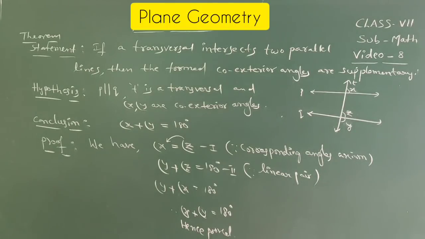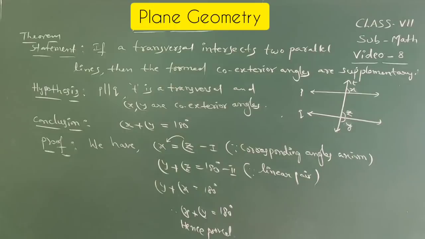My next theorem: if a transversal intersects two parallel lines, then the formed co-interior angles are supplementary. In a plane, P and Q are parallel lines and D is a transversal. Here X and Y are co-interior angles. We need to prove their sum is 180 degrees.